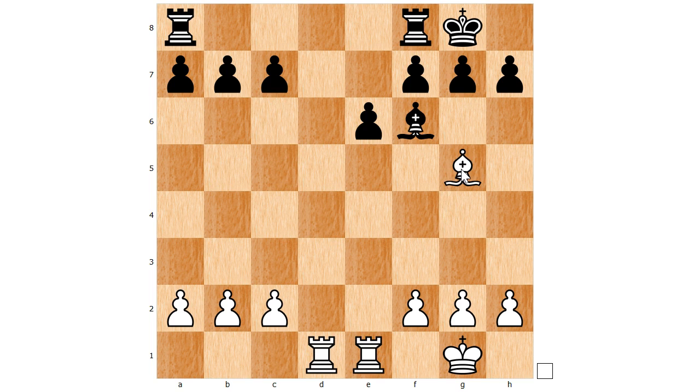Here's another example. White wants to exchange their bishop for black's bishop. When you capture a piece, you use an X to indicate the capture. So you will write B takes F6, which means bishop captures F6.